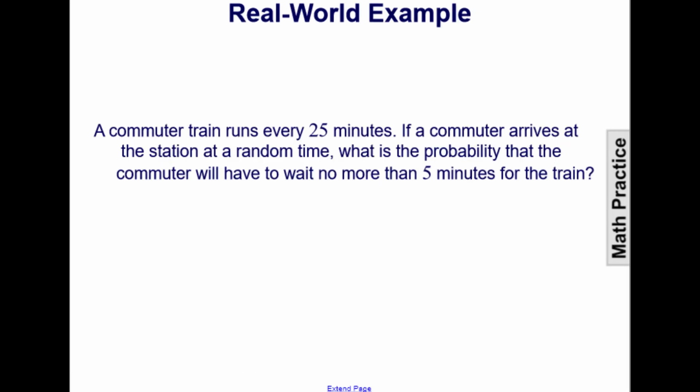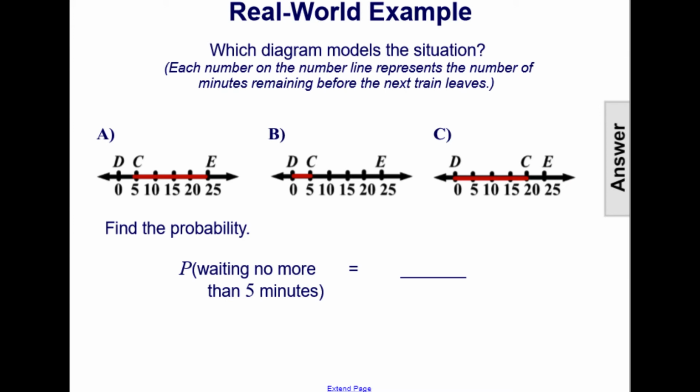Here's a real-world example of using length and probability. A commuter train runs every 25 minutes. If a commuter arrives at the station at a random time, what is the probability that the commuter will have to wait no more than 5 minutes for the train? So in order to answer this question, it's best to have a visual of what this would look like with length. So which diagram models this situation best? Each number on the number line is going to represent the number of minutes remaining before the next train leaves. Well, there's a 25-minute time for the train, and the probability is waiting no more than 5 minutes.